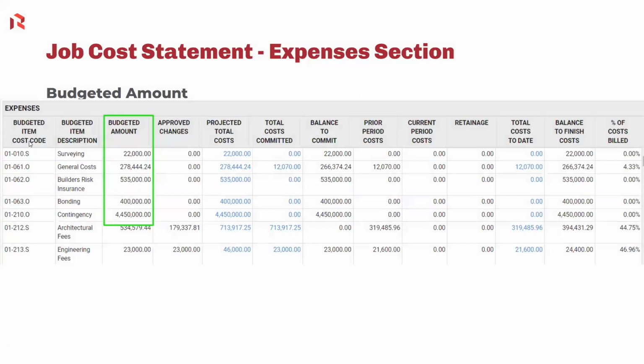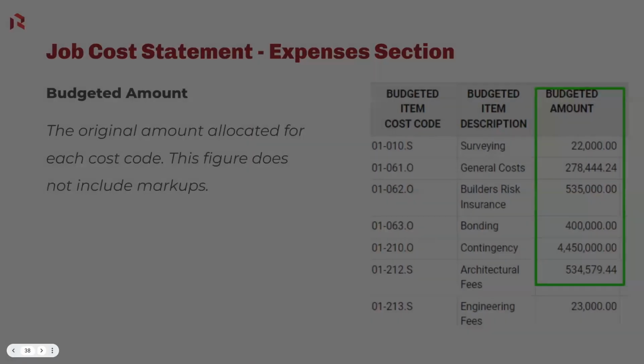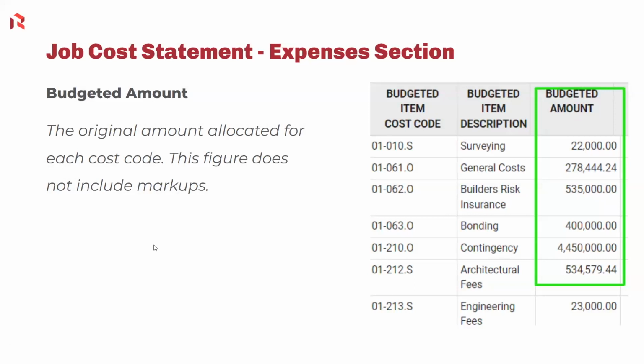And again, we have columns going left to right. The first two columns we're not going to spend any time on. It's just the cost codes that are in the project, the cost code and the description. The first column we're going to look at is the budgeted amount. So it's the original amount that's been allocated to each of the cost codes, but it does not include any markups.